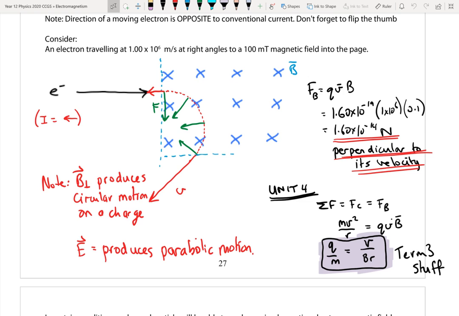And so you can imagine this now. As you bend your thumb around to track the trajectory, your palm is always pushing towards some central point. That's your center of curvature. And as I said, it produces a circular motion because the force is always at right angles. Then, obviously, once it leaves the field, there's no more centripetal force, and it travels off in a straight line. In Unit 4, we can equate the centripetal force with the Lorentz force, and we get this lovely equation down here. Don't worry, we'll do it later. Term 3 stuff.